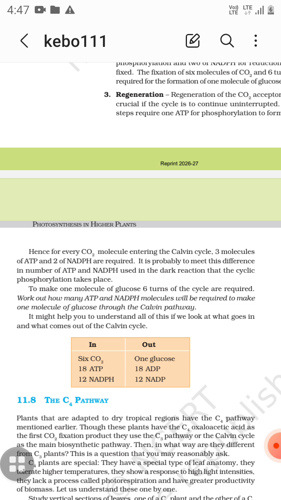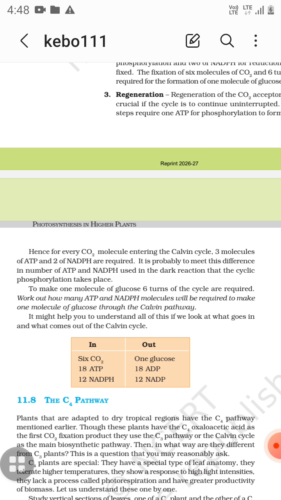Okay, to make one molecule of glucose, 6 turns of the cycle are required. Now, how many ATP and NADPH molecules will be required to make one molecule of glucose that contains 6 carbon atoms, that requires 6 turns of the Calvin cycle through the Calvin pathway?